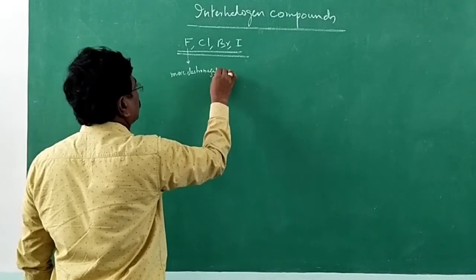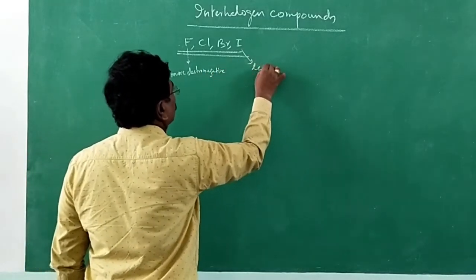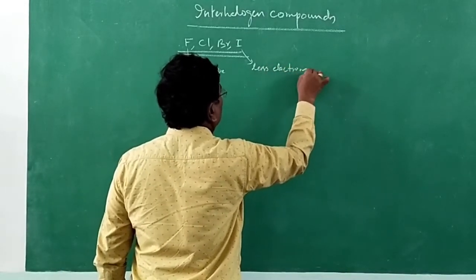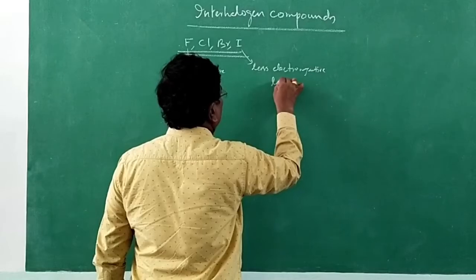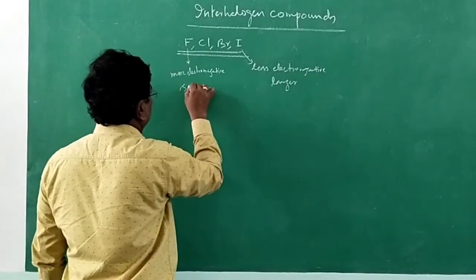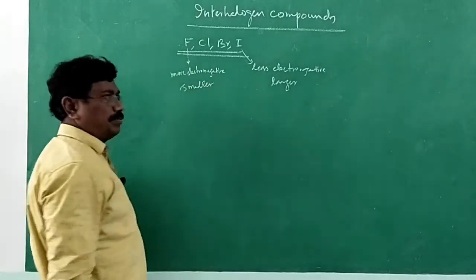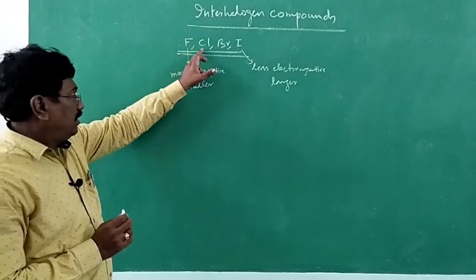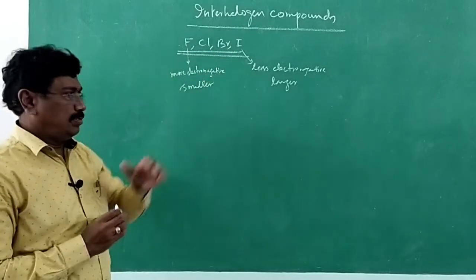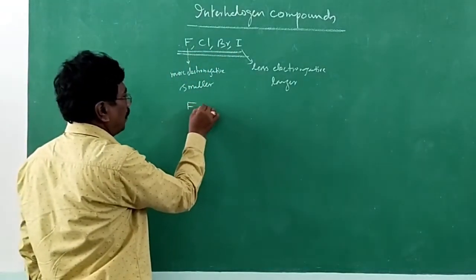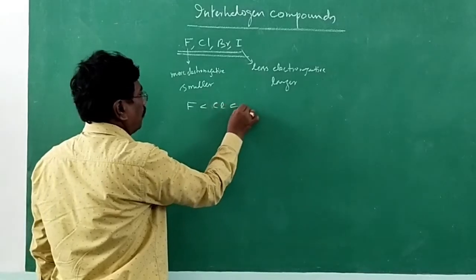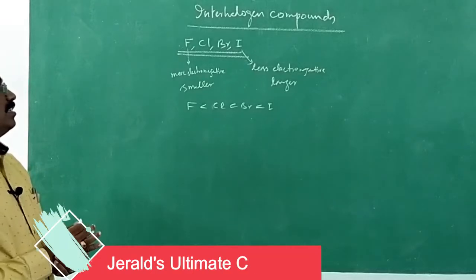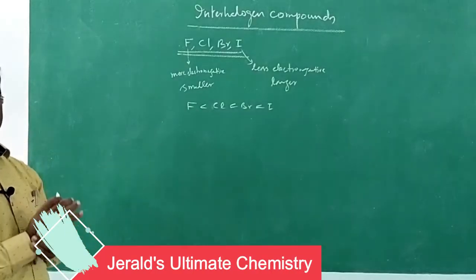Always electronegative: fluorine. It is less electronegative, and it is larger. It is smaller. So these points you should know. When interhalogen compounds are formed, this is how it goes. The order of size: fluorine is smaller, then chlorine, bromine and iodine. So it is the increasing order of size and decreasing order of electronegative nature.